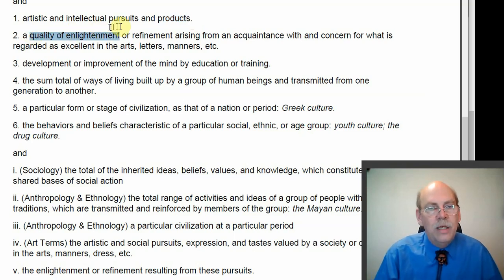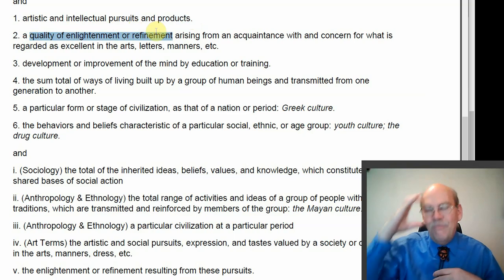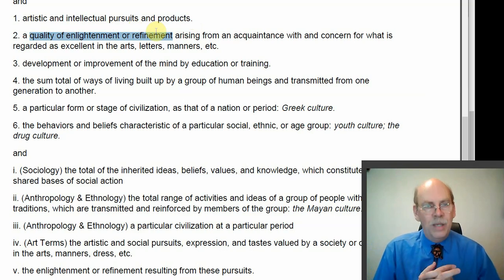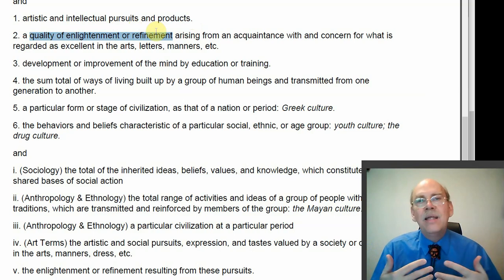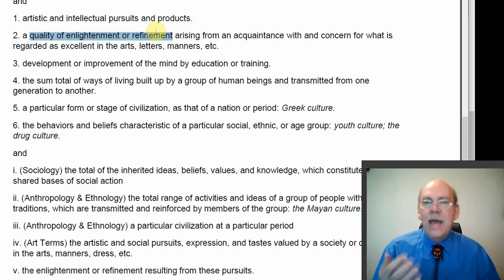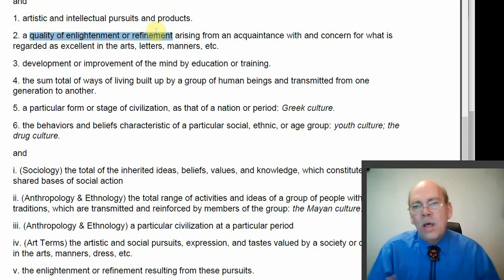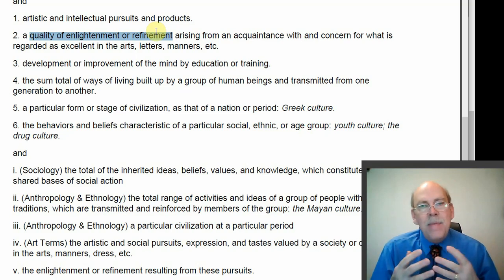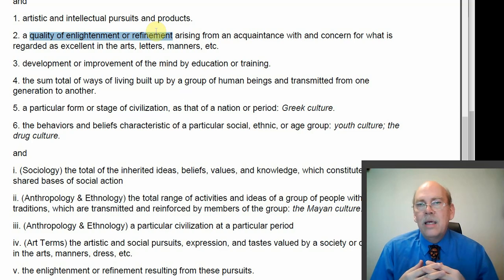Second, a quality of enlightenment or refinement. We think people have very good manners. People are well cultured. They know how to dress. They speak in a very high form. They enjoy the opera and the symphony. Okay? And we somehow believe that that is a high form of society. A quality of enlightenment or refinement coming from an acquaintance with, it means I know somewhat, not perfectly, and a concern for, I worry about, what is generally regarded as excellent. What people think of as being excellent in arts, letters, manners, etc. So maybe I'm not the best, but I try to be.